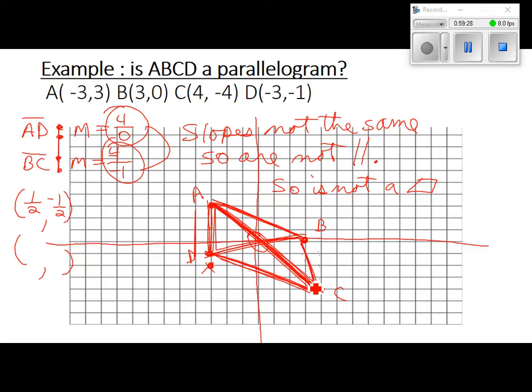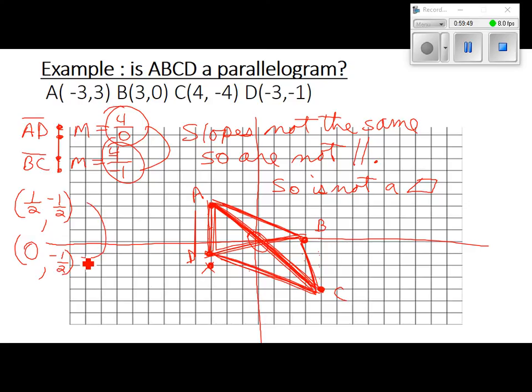It better be that same thing. So let's do B and D. What's 3 plus a -3? 0 divided by 2? 0. Then 0 plus a -1 is -1. -1 divided by 2? -1/2. Are those two the same?